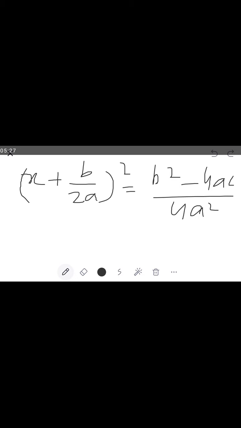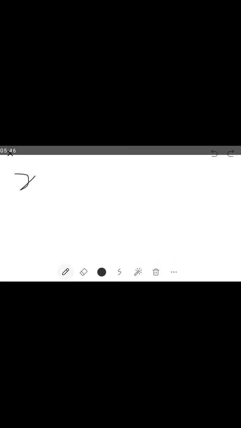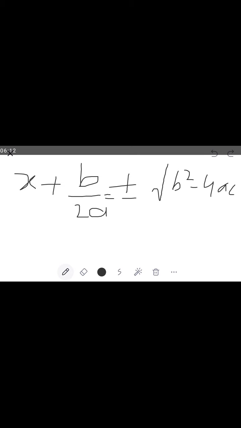After this, if we take the square root on both sides, then the equation will be modified like this: x plus b upon 2a is equal to plus minus under root b square minus 4ac upon 2a. This is after taking the square root on both sides.